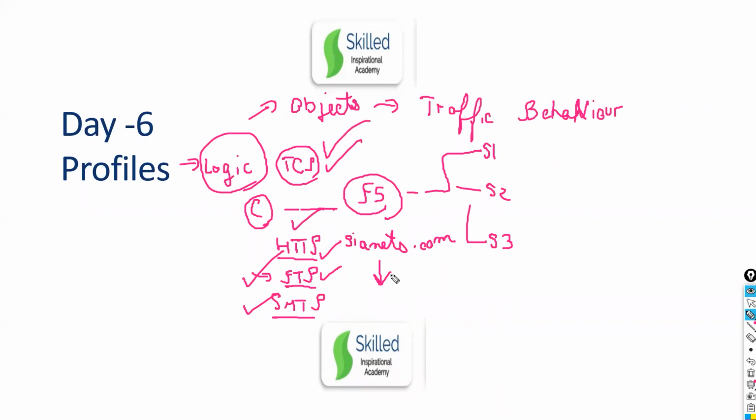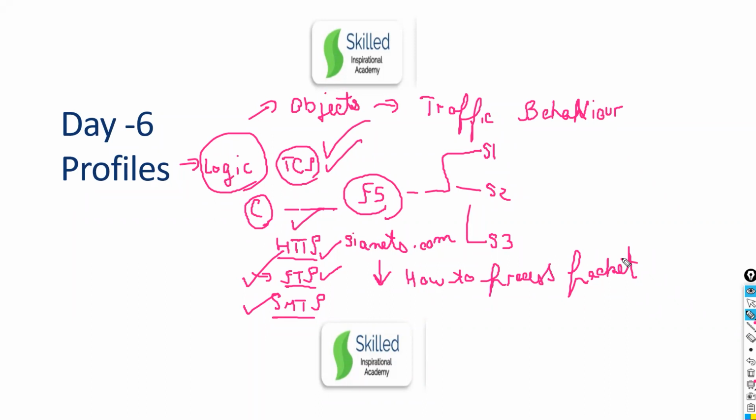So if the virtual server has a TCP profile, then it will apply TCP processing. If the virtual server has an HTTP profile, then HTTP traffic is applied. So the simple meaning is that a profile is one of the objects that tells F5 how to process packets. Once we discuss the different types of profiles, you will come to know, but there is a logic.